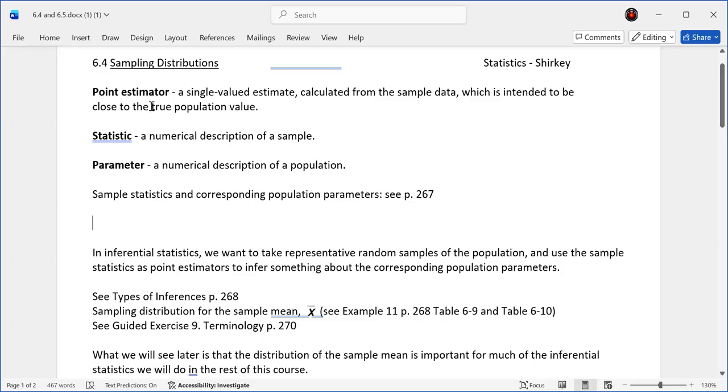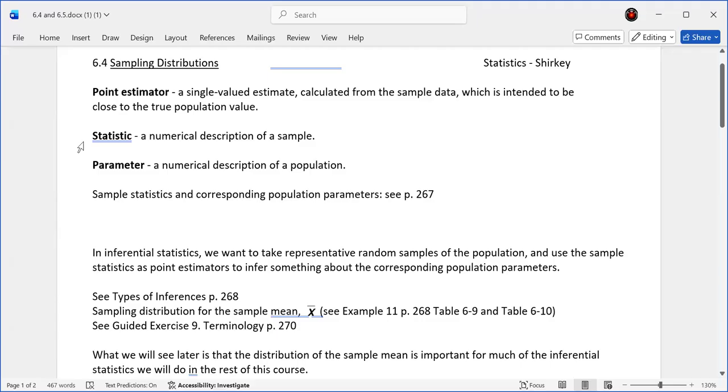refer back to. First of all, we have what's called a point estimator, a single valued estimate calculated from sample data, which is intended to be close to a true population mean, like, for example, a sample mean used to infer something about the population mean.